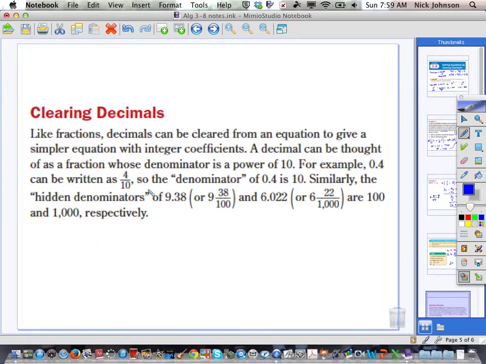Some power of 10. This is 10 to the first power, this is 10 to the second power, this is 10 to the third power. Notice, 2 decimals, 10 to the second power. 3 decimals, 10 to the third power. Okay? It's not a coincidence.